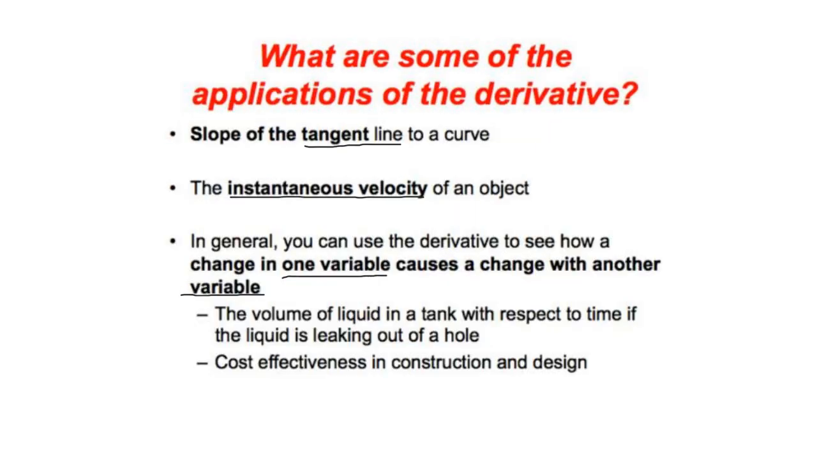What are some of the applications of the derivative? Number one, we're finding the slope of the tangent line to a curve. Number two, the instantaneous velocity of an object. Number three, in general, you can use the derivative to see how a change in one variable causes a change with another variable. For example, the volume of liquid in a tank with respect to time if the liquid is leaking out of a hole. Another example is cost effectiveness in construction and design.